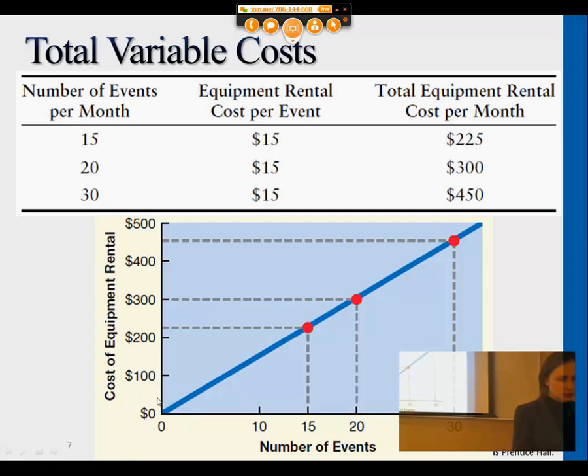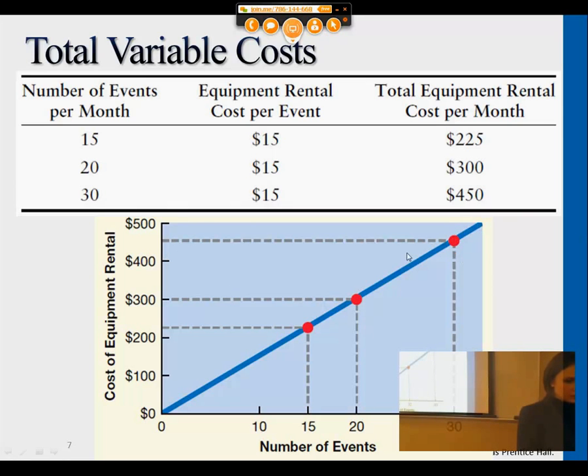Now look at this corner where I have zeros. What does it mean? It means that when I do not have any events, I don't pay anything for equipment, right? This is your origin. Okay? And then let's plot this: 15 events at $225 a month, right? So I'm going to take 15 events and find my 225, and that's the intersection. I'm going to do the same thing for the other numbers.